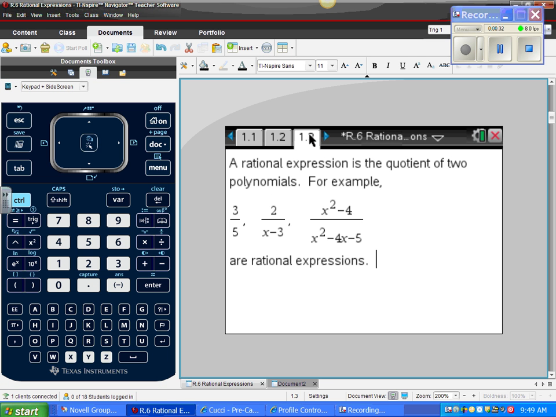All right. A rational expression is the quotient of two polynomials, for example, 3/5, or 2 divided by x minus 3, or x squared minus 4 divided by x squared minus 4x minus 5. They are all rational expressions.